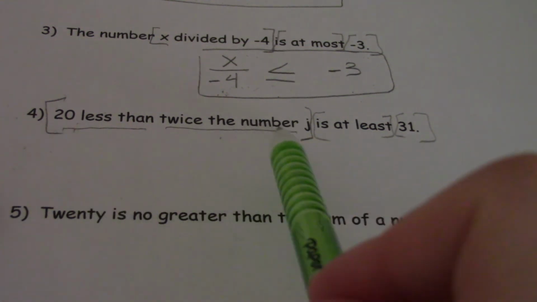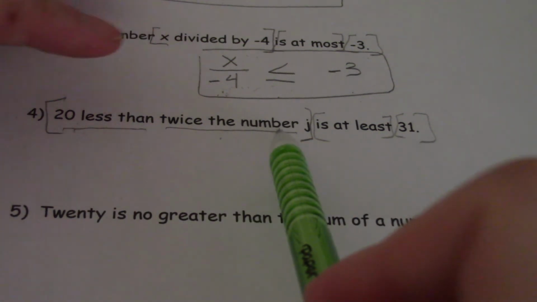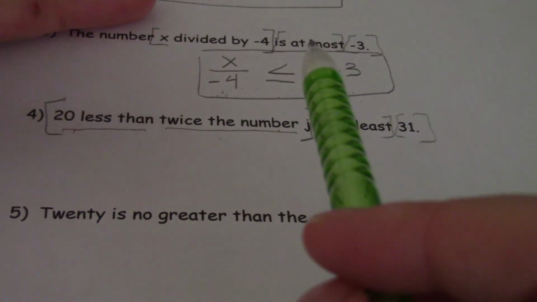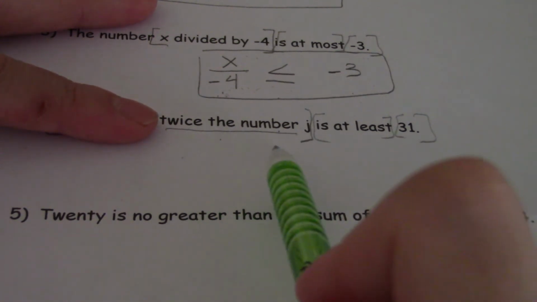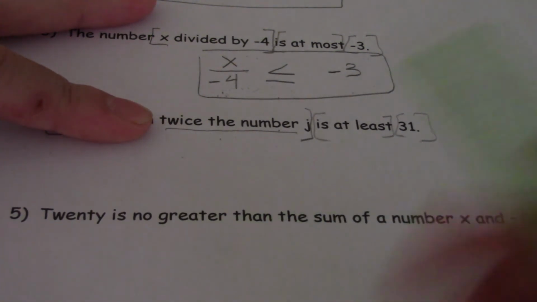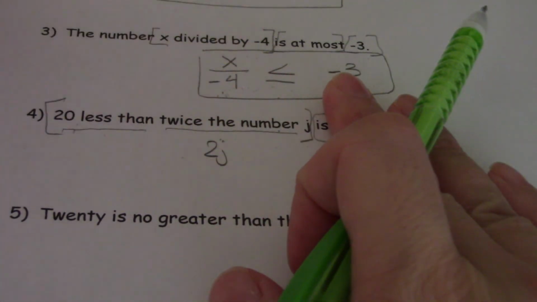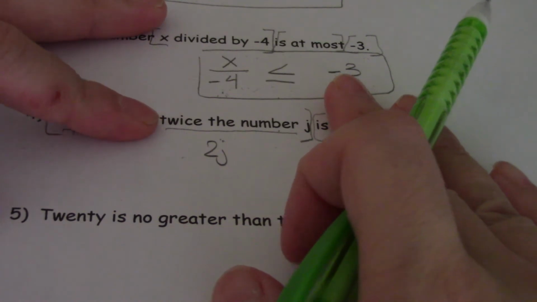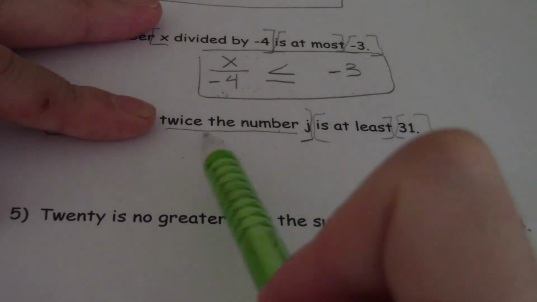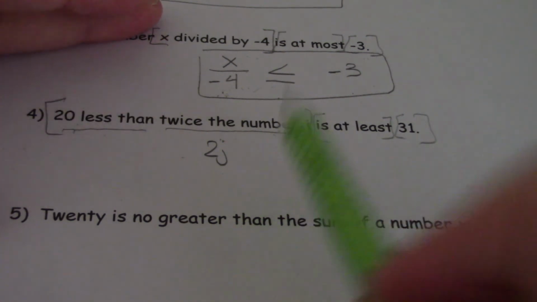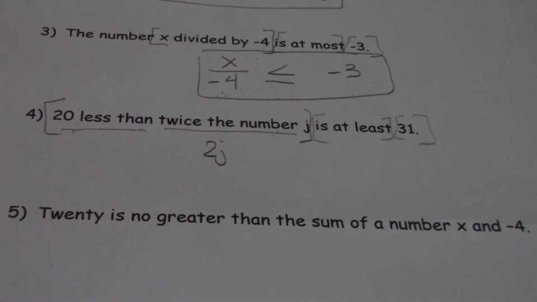Whenever you see a long phrase like this, I think it's easiest if you work from the back to the front. So let's just cover up the 20 less than. Let's just look at twice the number j. So twice the number j is just 2j. Again, whenever you have a long phrase, it's easiest to work backwards. So working backwards, I get 2j for twice the number j. And the first part of it is 20 less than twice the number j. So if it's 20 less than twice the number j, that's the same as saying 2j minus 20.